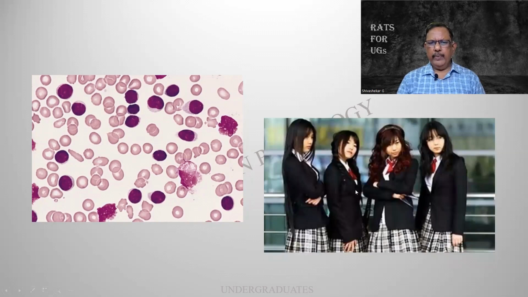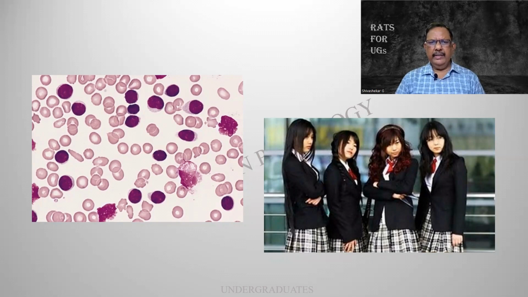And compare it with this. These are supposed to be children from a school. And what is particular about it is the uniform. Maybe someday you people also will be wearing a uniform. So, since the cells here are uniform, this particular pattern has been described as a schoolgirl pattern.